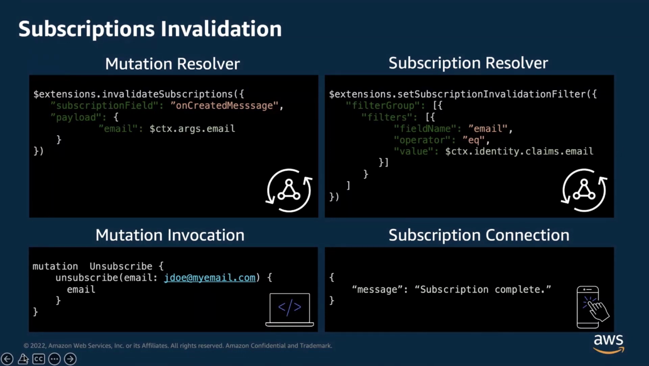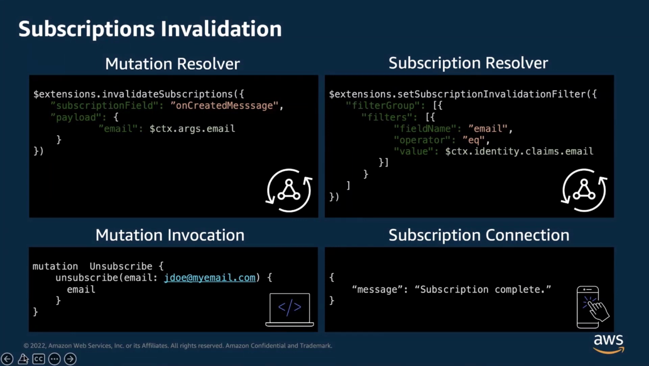Maybe he was logged in with his iPad, iPhone, and laptop, and had subscriptions pushing messages or updates to all 3 devices. After the invalidation call based on the unsubscribe mutation, all 3 devices are invalidated and won't receive new messages with that specific chat group as destination, for instance.